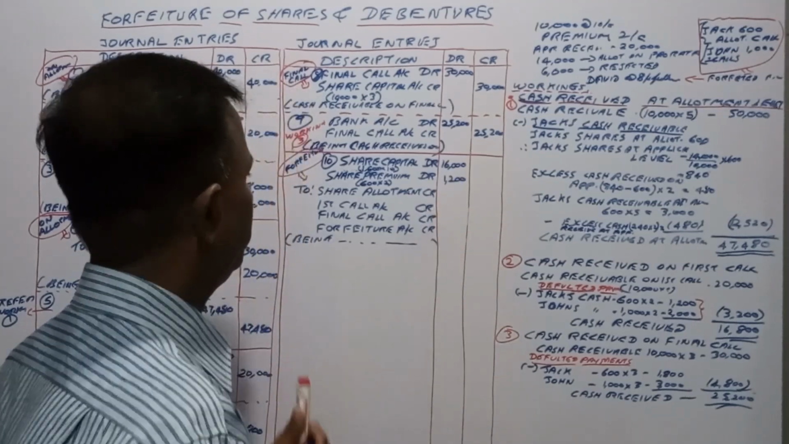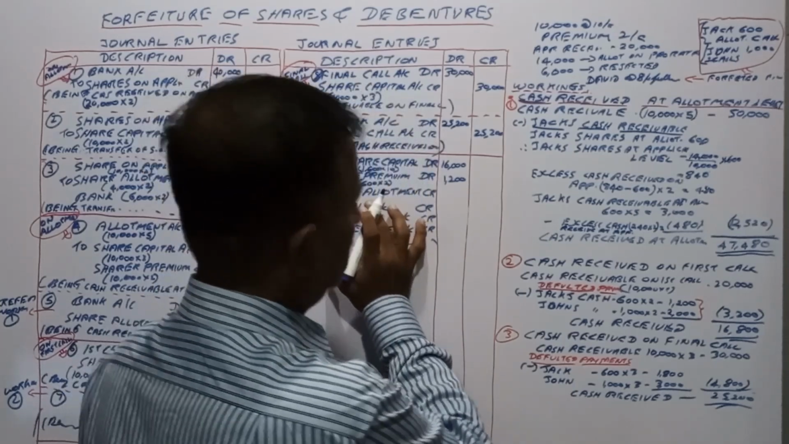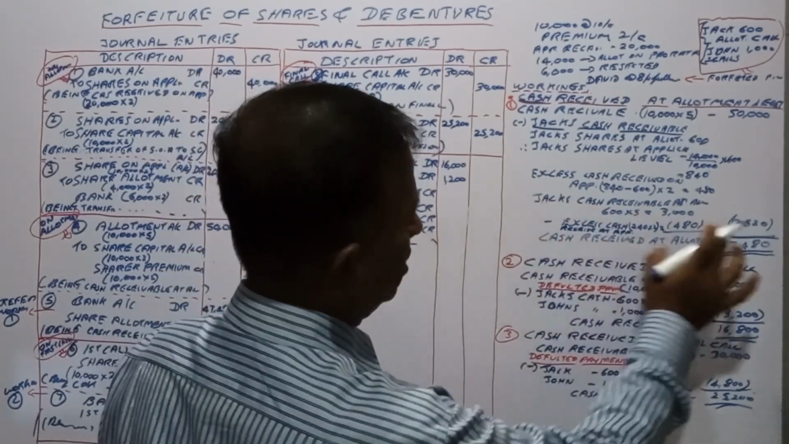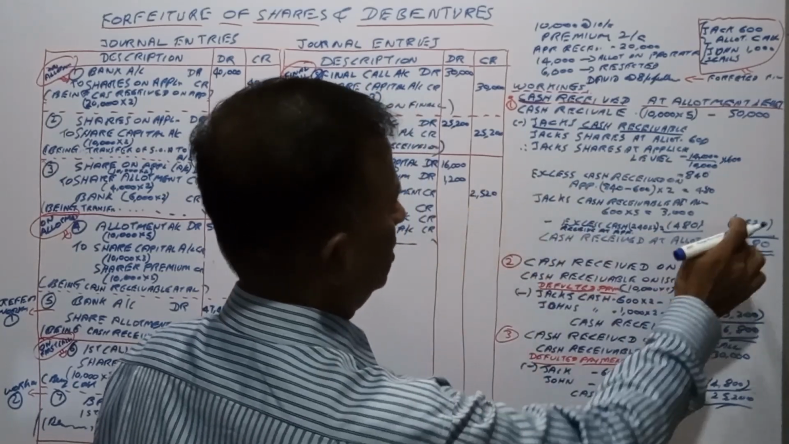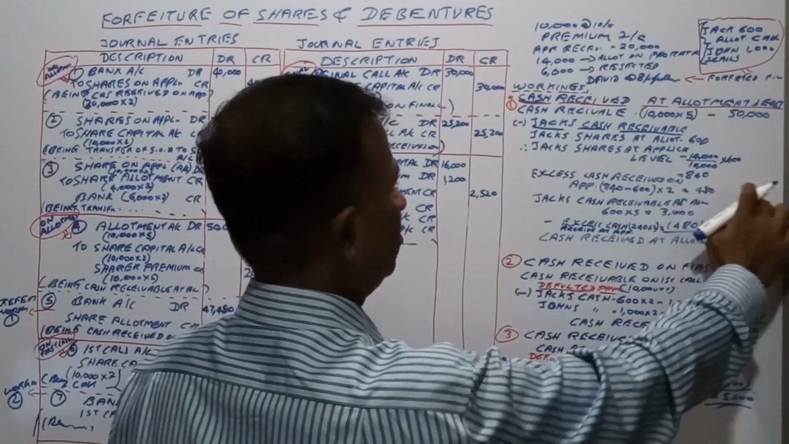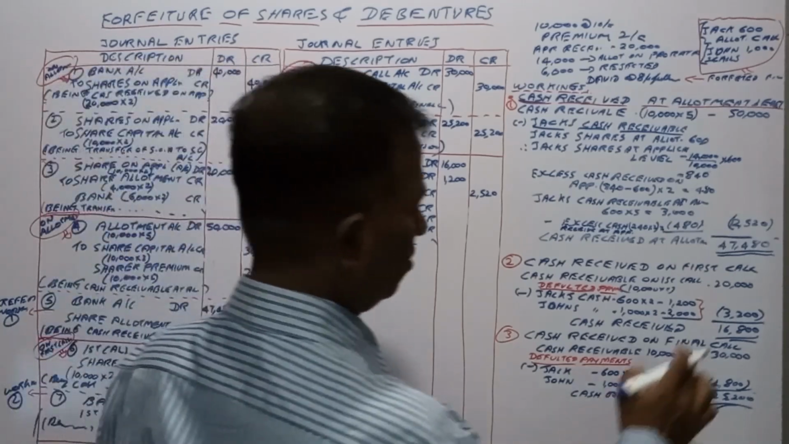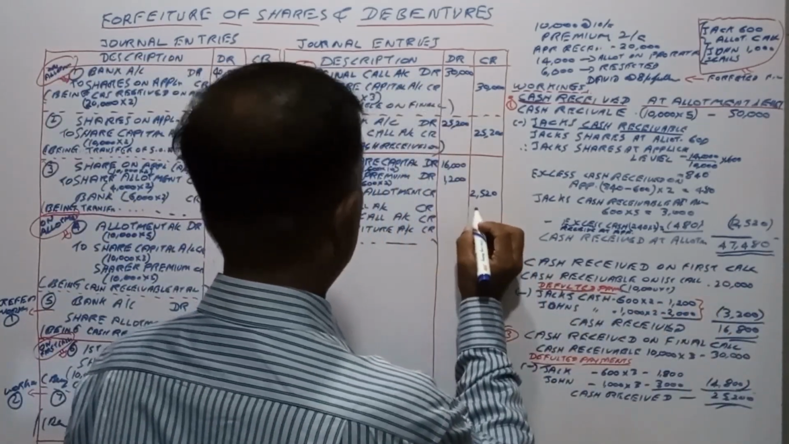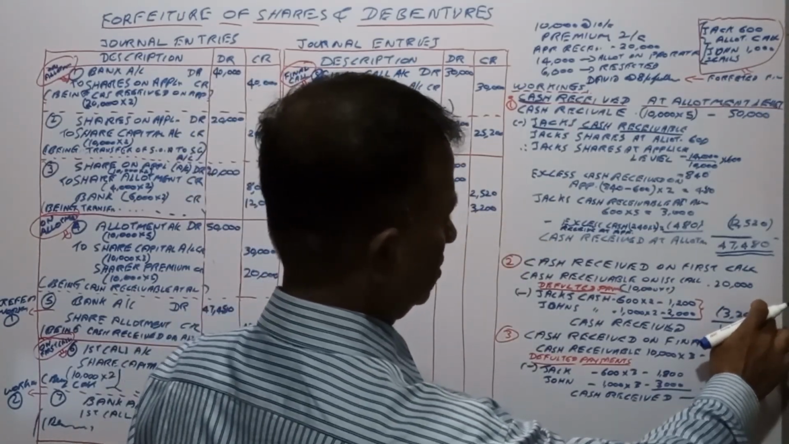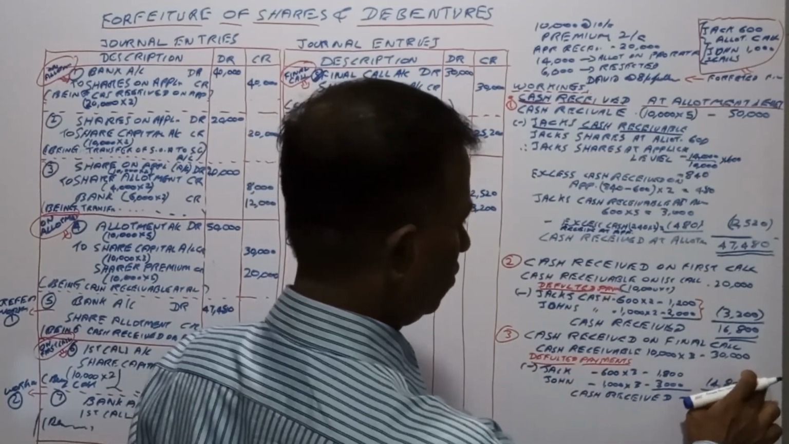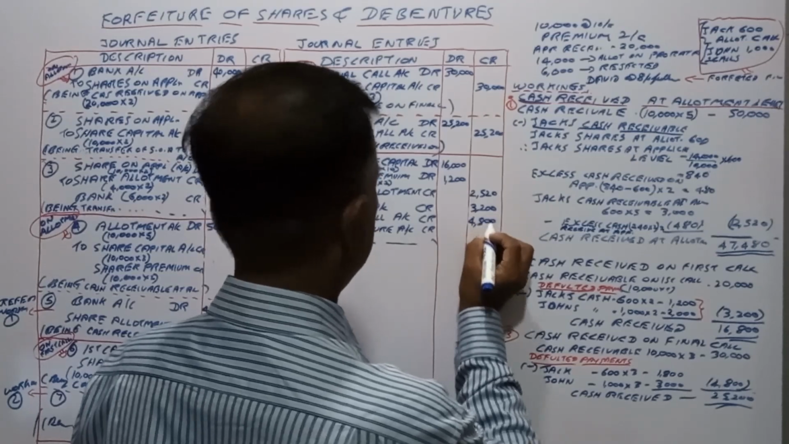That is 1,200. Share allotment: how much is defaulted at the share allotment level? 2,520 is the defaulted amount at the share allotment level. At first call level, how much is defaulted? 3,200. Second call, how much is defaulted? 4,800.